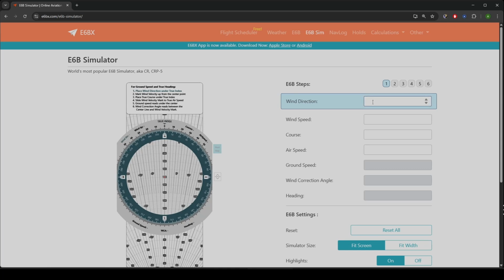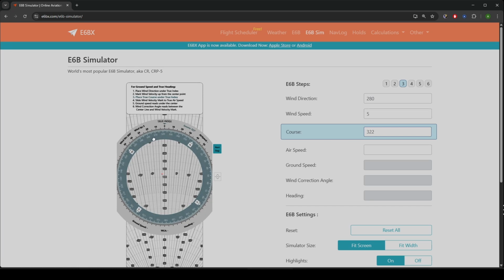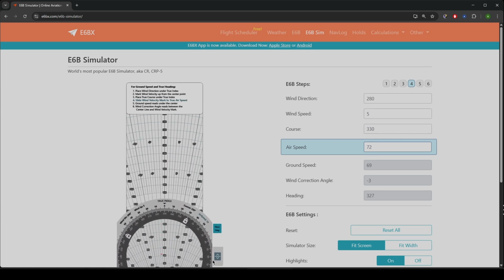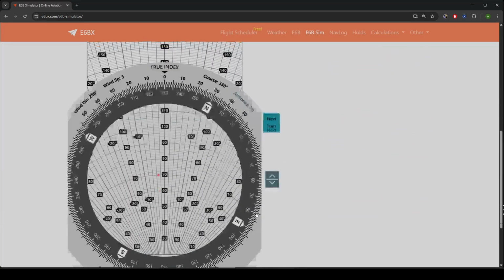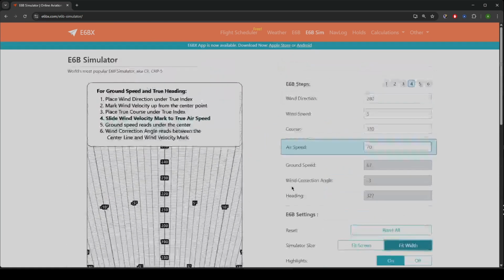E6B sim, wind direction is from 280, speed 5 knots, course 330, airspeed 70 knots. Then we can read 67, couple of degrees of correction angle, heading 327.